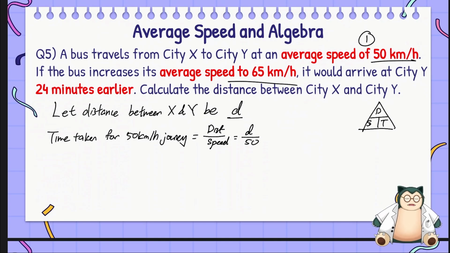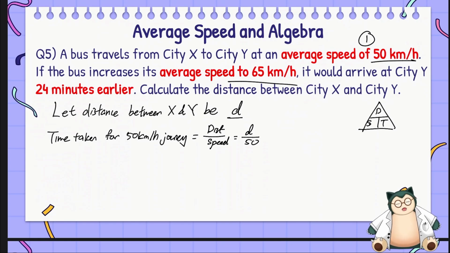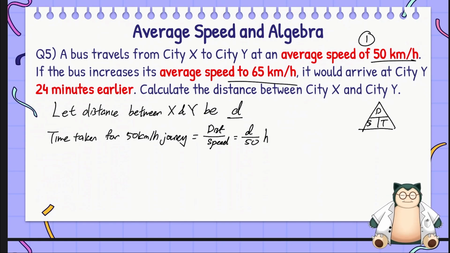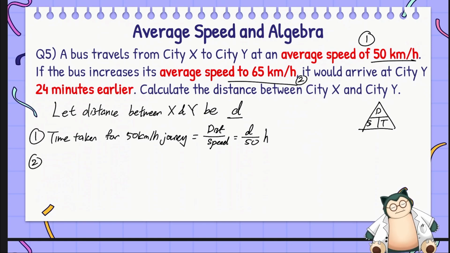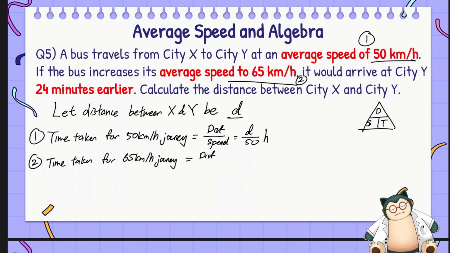Okay, now you may be thinking, why am I doing time taken? You'll soon find out later, but take note, this is in hours. Okay, let's look at the second one at 65 km per hour. The time taken for the 65 km per hour journey will also be distance over speed, which gives us a value of d over 65 hours.